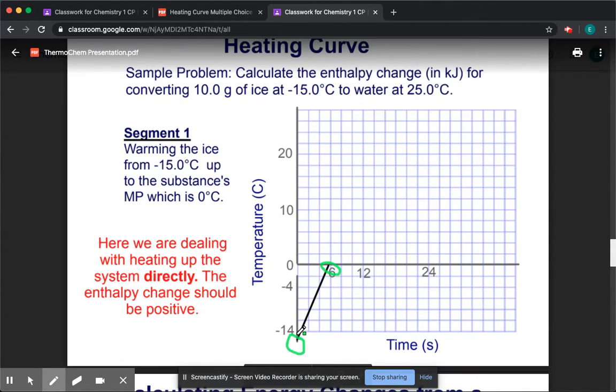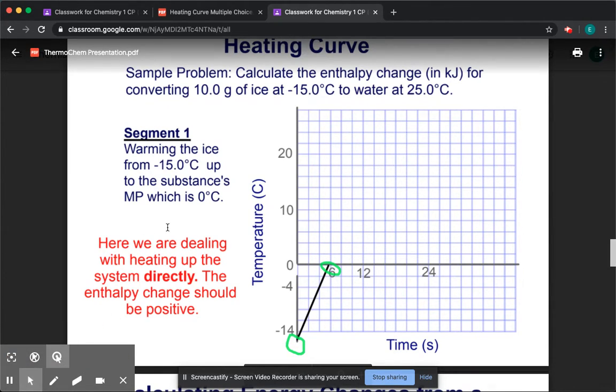Ignore the time. I know they have it labeled like, oh, it took 6 seconds. The problem didn't give us any timestamps, but some time does pass. So ignore the values for the time. We don't know how much time passed, but we know that some time did pass. So they just labeled it like that for organization purposes. So we went from negative 15 to 0. That's the first segment.